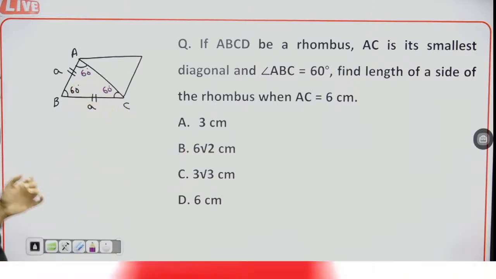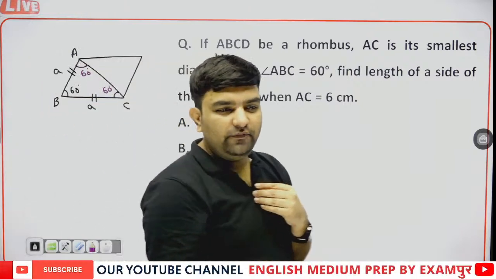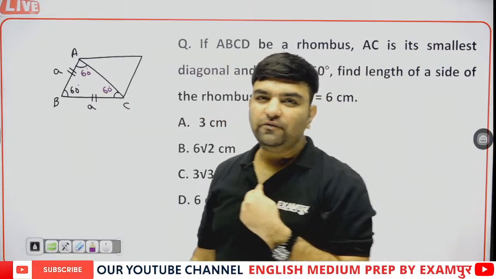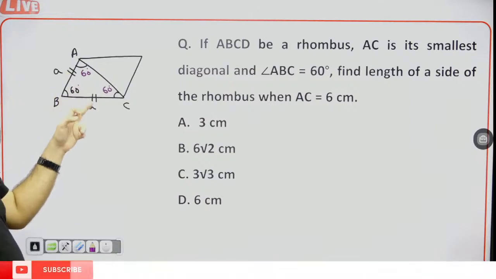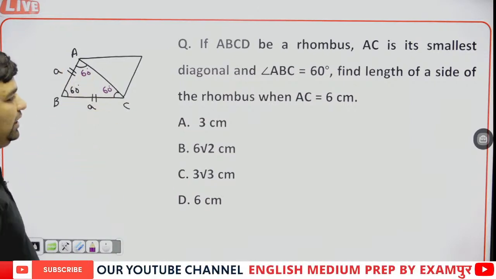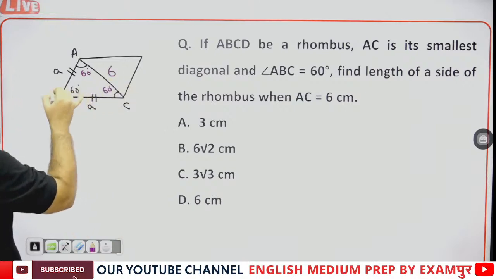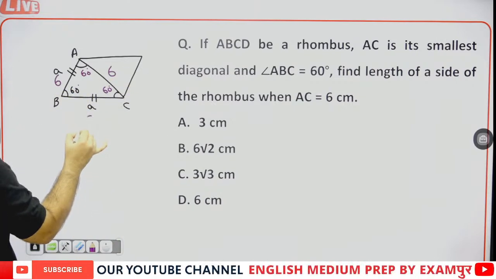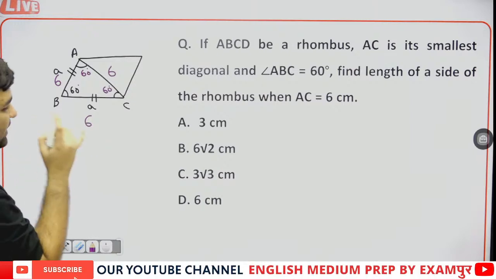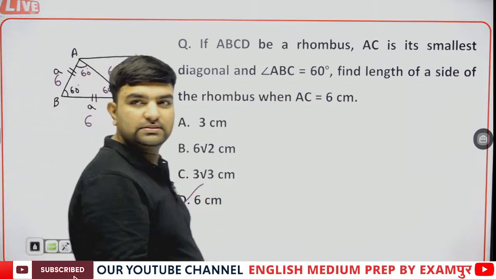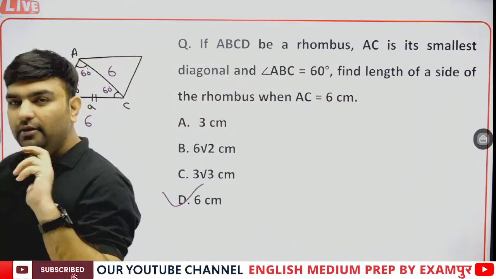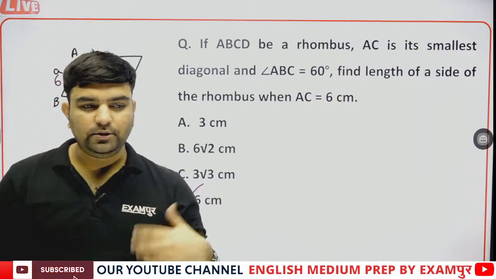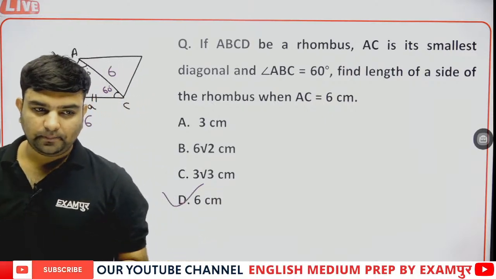Again a repetition of concept. You observed it. So if this is 60 and these two sides are equal, 60, 60, it is an equilateral triangle. If AC is 6, AB is also 6 and BC is also 6. What is the length of the side of the rhombus? 6.